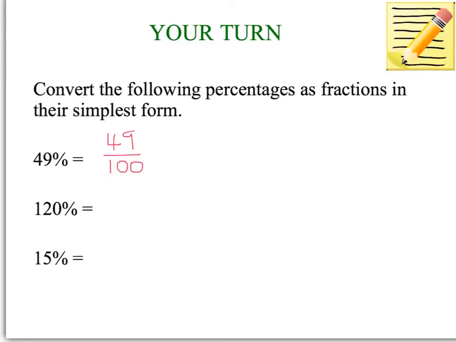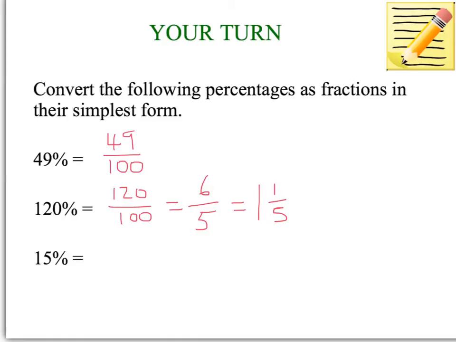Now this next one, 120 over 100, and obviously it can be divided by 20. So 120 divided by 20 is 6. 100 divided by 20, we know it's 5. Then we still need to write it as a mixed number, 1 and 1/5. So 120% is 1 and 1/5 as a fraction.